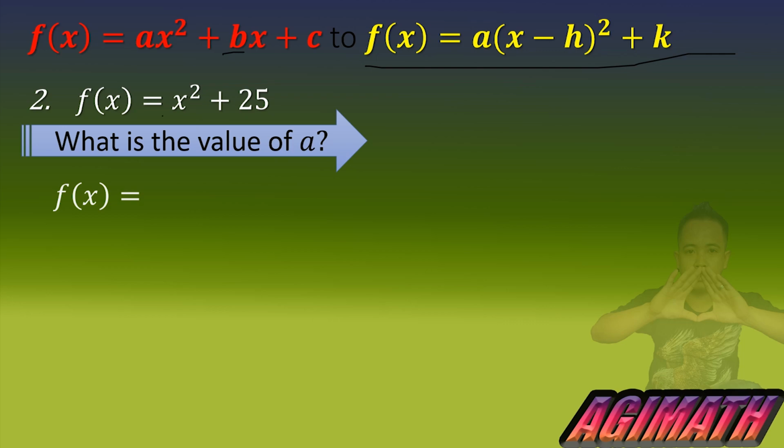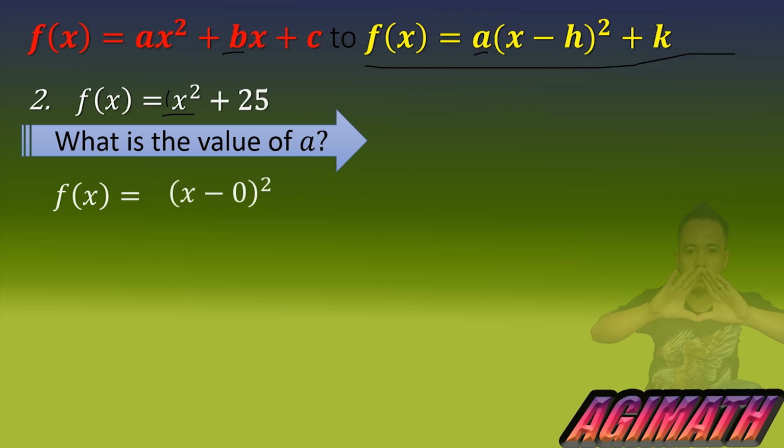So this time, if you look at the function, I think you are very familiar with this. If you do not see any numerical coefficient before x squared, it's understood to be 1. So the value of a is equal to 1. And since the value of a is 1, it's understood that we are just going to write nothing. Instead of writing 1, we will not write 1. So we continue with the x minus h squared.